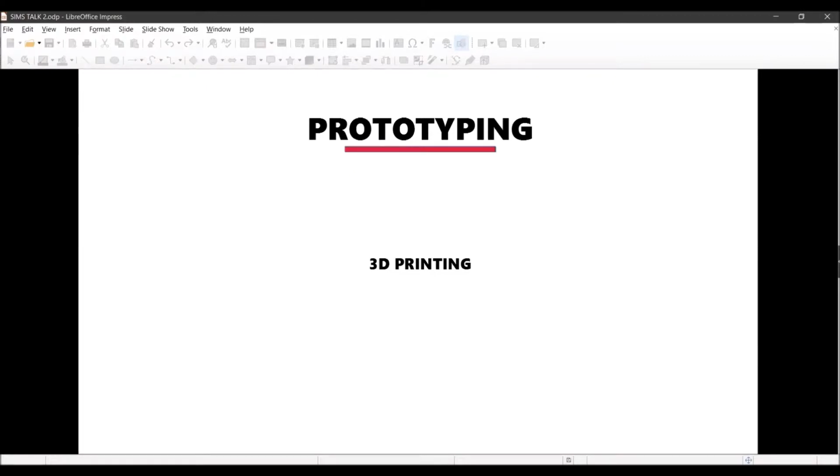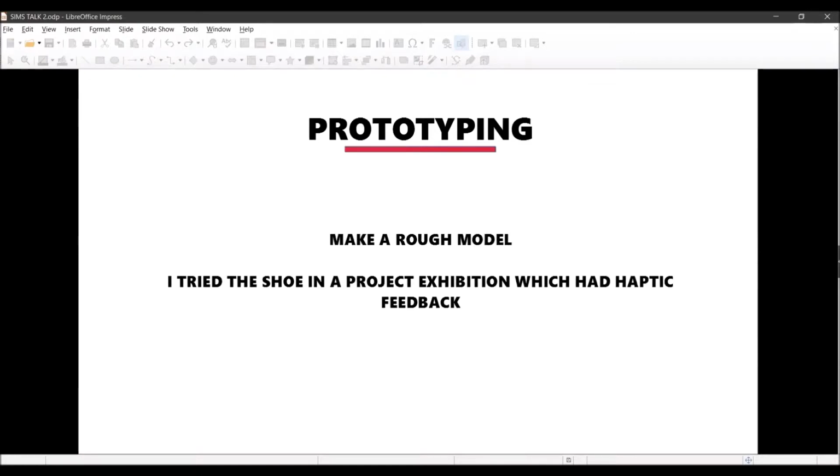So 3D printing is a very rapid prototyping solution which we can think of. Prototyping is nothing but developing a working model, and sometimes 3D printing is a great solution for that working model. So now they made a rough model of this, and when I was in the exhibition as a judge, I tried this shoe, and this had haptic feedback. Whenever I put my pressure on one of the legs, it used to buzz and vibrate, and therefore I could make a balanced stand.